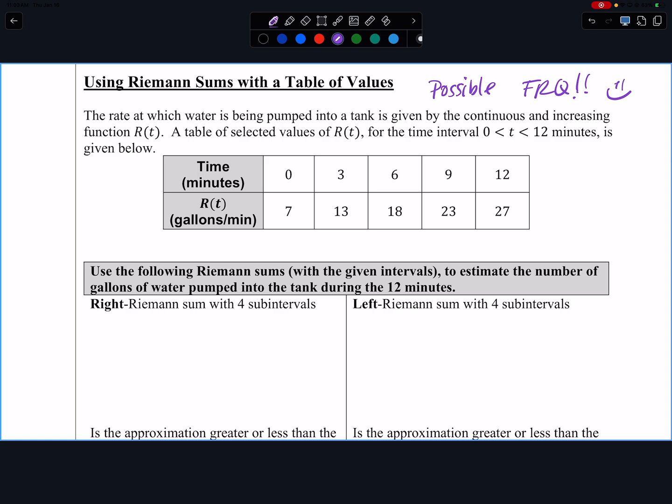The rate at which water is being pumped into a tank is given by the continuous and increasing function R of t. A table of selected values of R of t for the time interval from 0 to 12 minutes is given below.